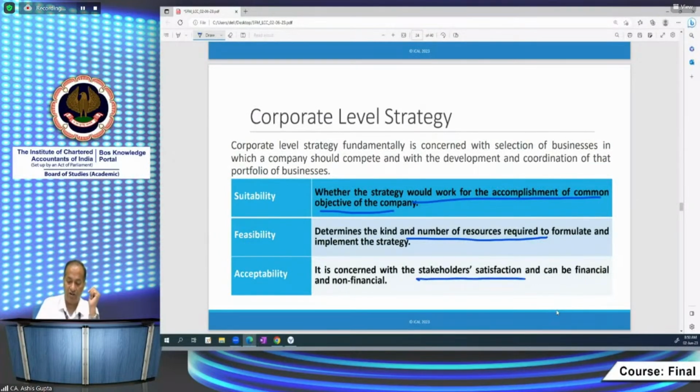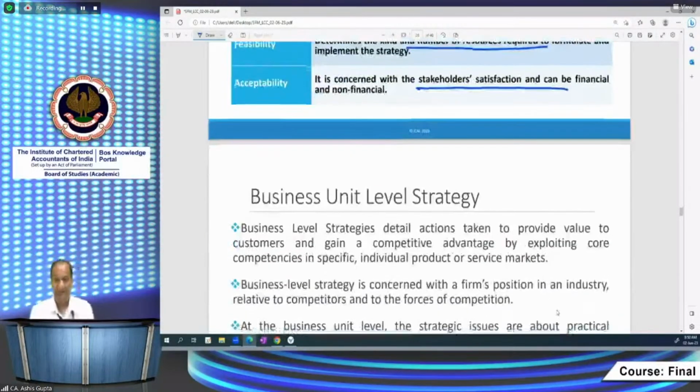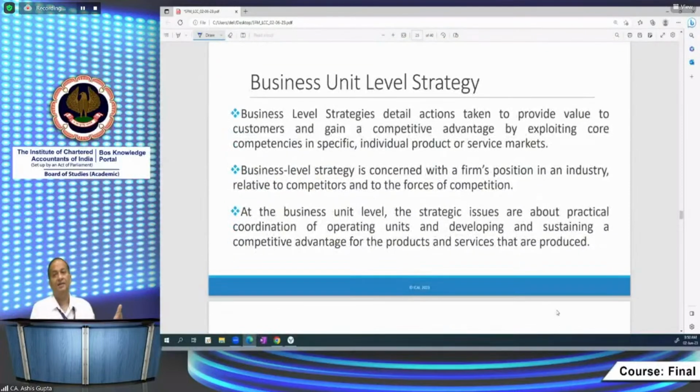It is concerned with stakeholder satisfaction. This is very important; the overall objective is stakeholder satisfaction. The stakeholders can be the shareholders, the public, or the government. Stakeholders does not always mean shareholders; it can be anyone. Like for ICI, the stakeholders are members, students, council, and all these. The council looks after the satisfaction of the members as well as students, and even society and government, because it is a regulator. So the stakeholders are students, members, government, and society.